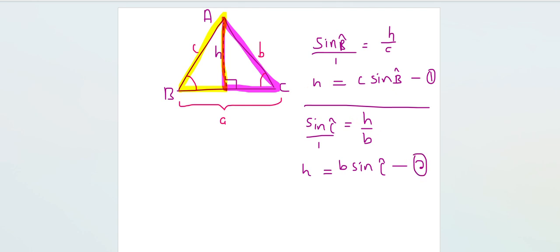If I check, this H is a common side, right? If it's a common side, it must be equal in both cases. So the H that we used in the first equation and the H which we are using in the second equation must be equal to each other. Therefore, we can conclude that equation number 1 must be equal to equation number 2. So what is equation number 1? Equation number 1 is simply C sine of angle B, and that is equal to B sine of angle C.